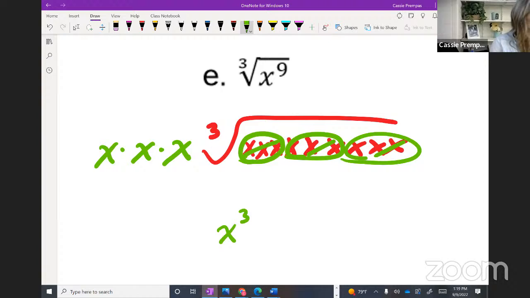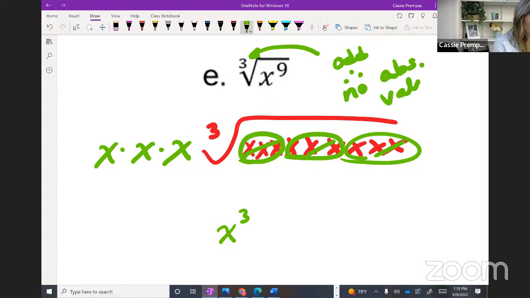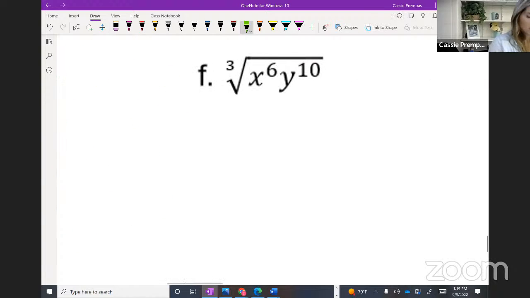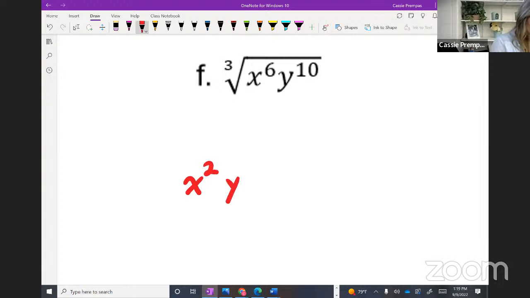X cubed. Do I need absolute value? No, because it's an odd root. It's odd, therefore no absolute value. That's only if it's an even root. Try letter F. See if you can get that one on your own. You should have x squared, y cubed, cubed root of y.